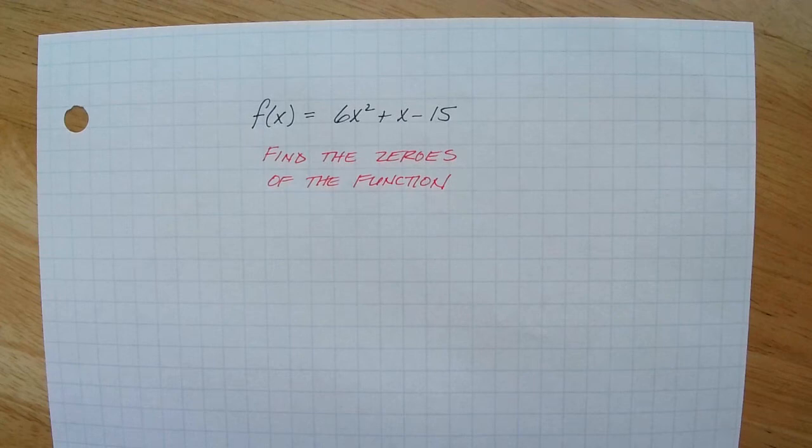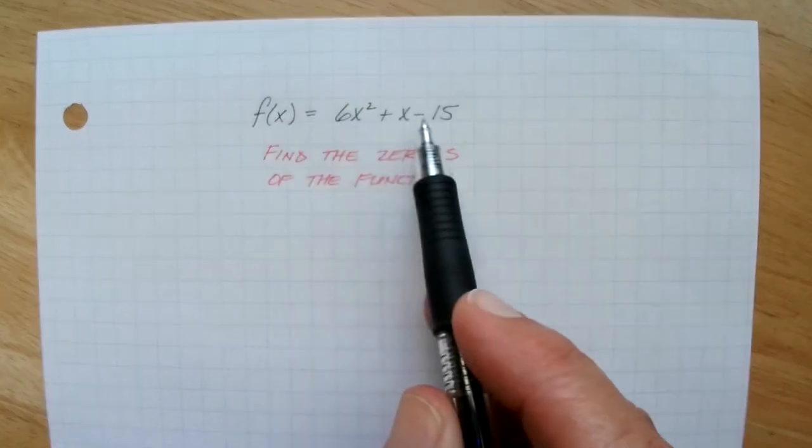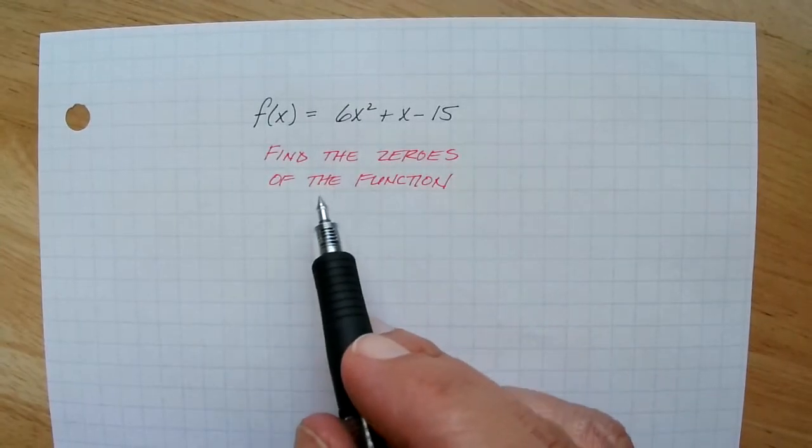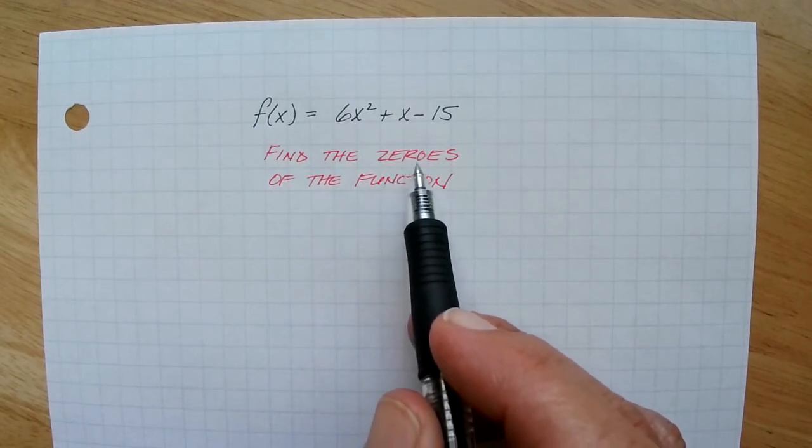In this video, I'd like to talk with you a little bit about finding zeros of a function. In particular, we're going to look at quadratic functions. And I think you have a few problems like this on assignment 6. So let's say you have a quadratic function that looks like this, and you're asked to find the zeros of the function. First of all, let's make sure we know what a zero of a function is.